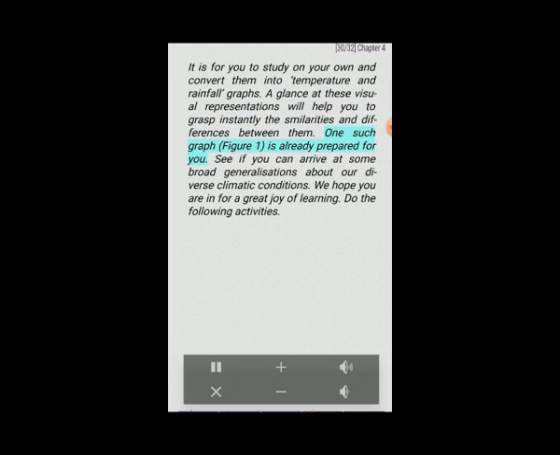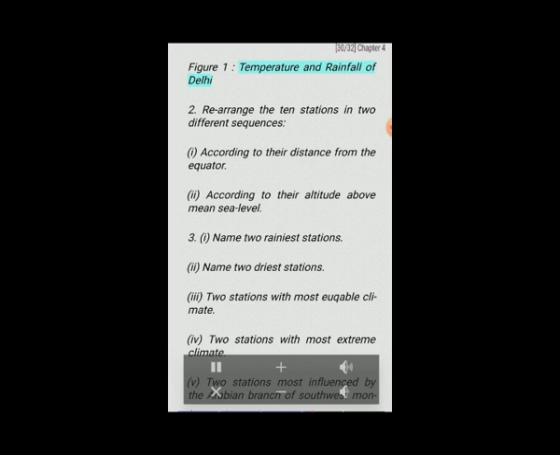One such graph, Figure 1, is already prepared for you. See if you can arrive at some broad generalizations about our diverse climatic conditions. We hope you are in for a great joy of learning. Do the following activities. Figure 1. Temperature and rainfall of Delhi.